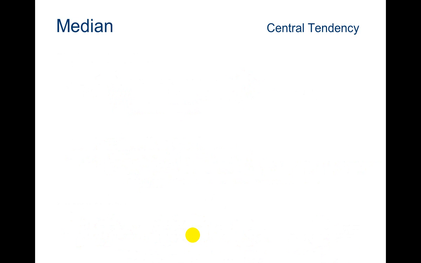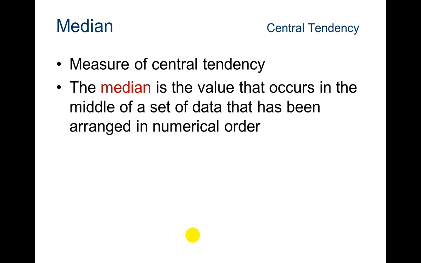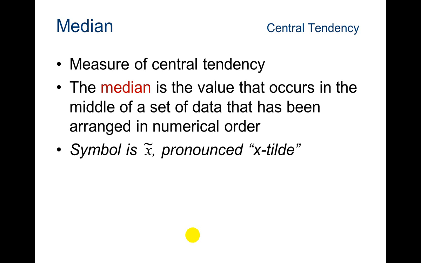A median is another measure of central tendency. The median divides the data into two sets which contain an equal number of data values. It's the value that occurs in the very middle of the set of data that has been arranged in numerical order. For the median, you do need to go ahead and rearrange the numbers from least to greatest. The symbol we use is this X with a wavy sign across the top, and it's pronounced X tilde.